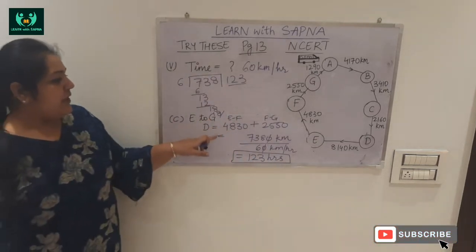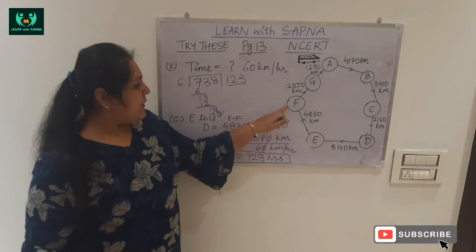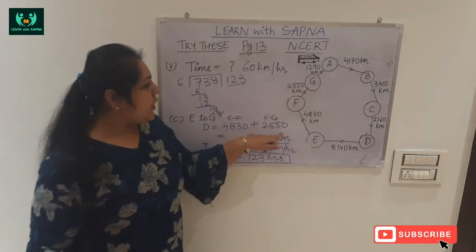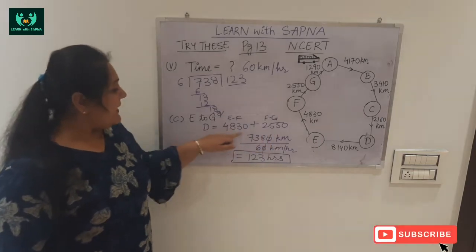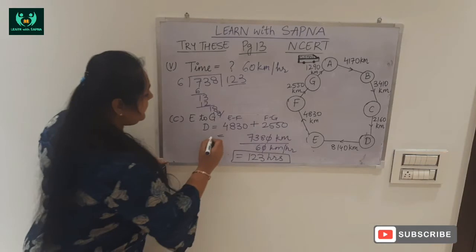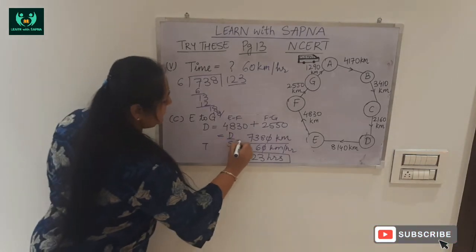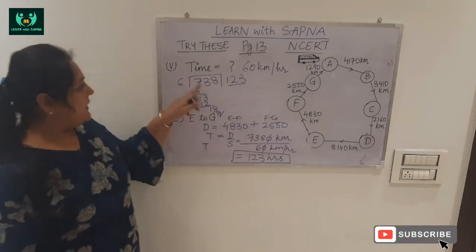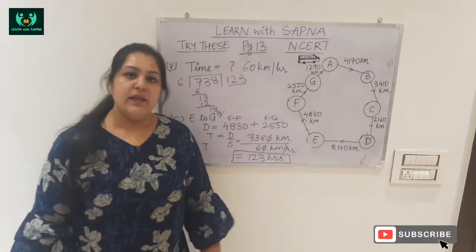For E to G, the total distance is from E to F, F to G. That means 4830 plus 2550. We add them, we get 7380. We divide it by speed, distance upon speed. That is how we calculate time. So divided by 60, we got 123 hours.